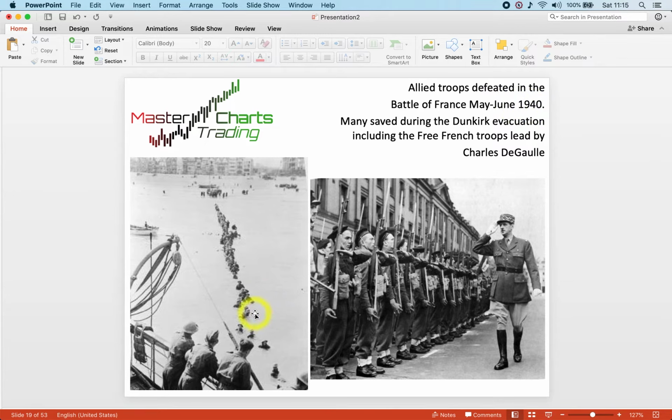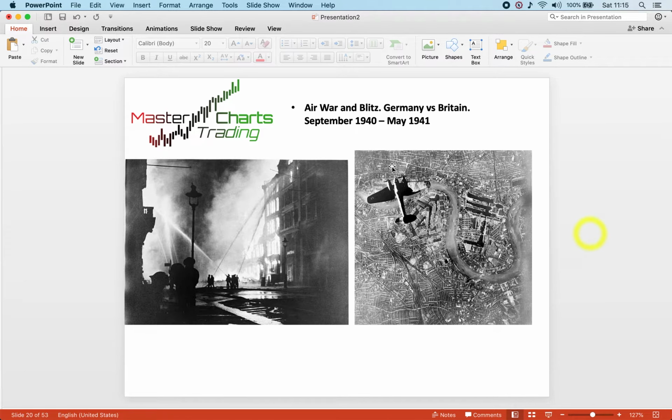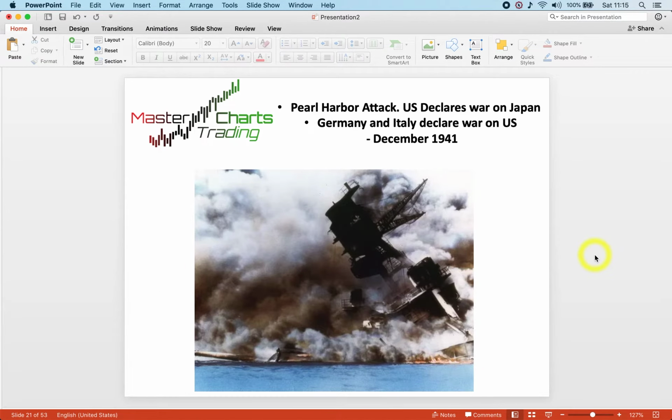However, many of the troops were saved during the Dunkirk evacuation, and many of the Free French troops that were stationed later on in Britain, including Charles de Gaulle, led the eventual return of the French troops during the D-Day. So again, air war and Blitz in Britain. You can see the widespread destruction and bombing of British cities by the German Air Force.